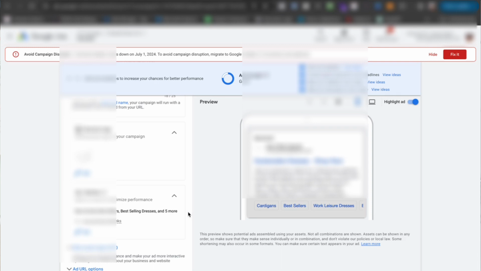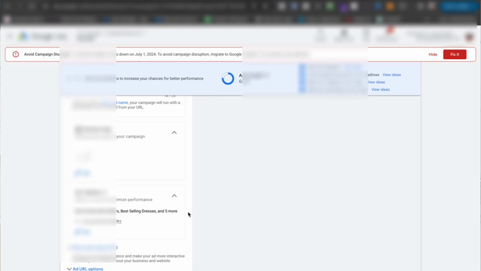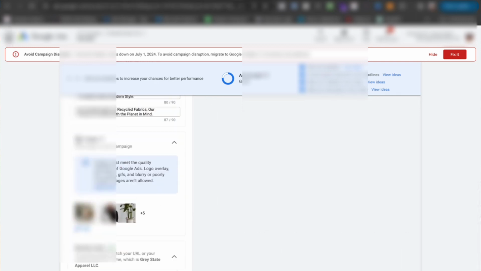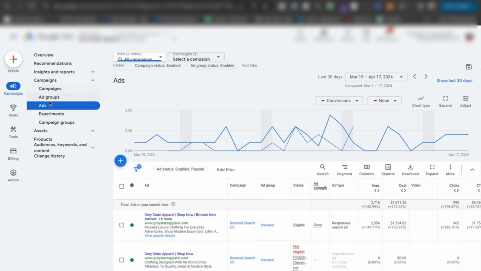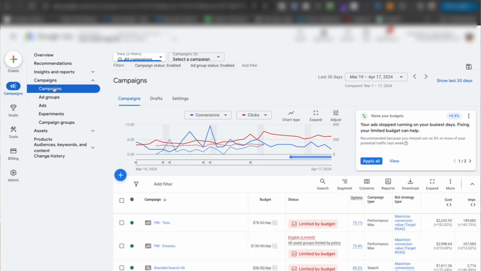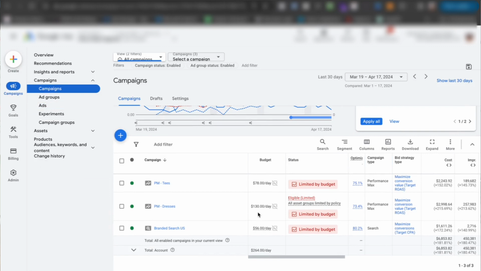Now, enough of that. Let's go back and look at the acquisition campaign, which is essentially focused on trying to get new customers in the door, right?